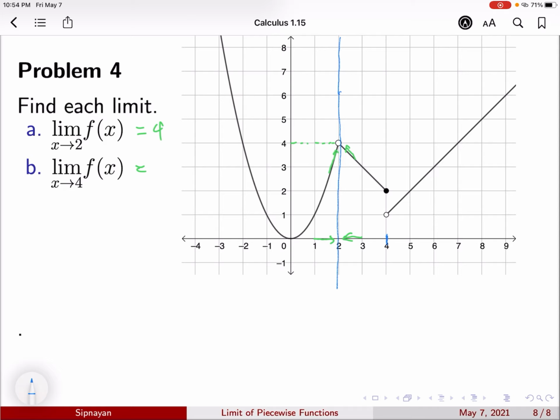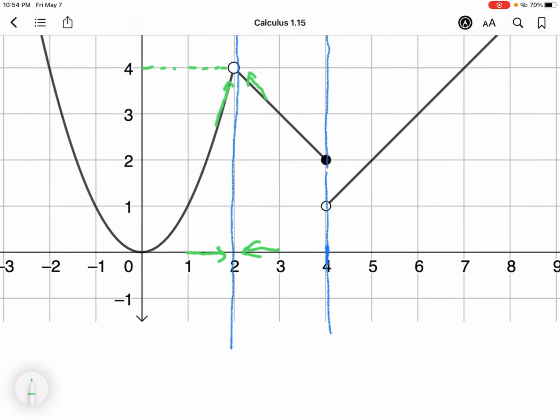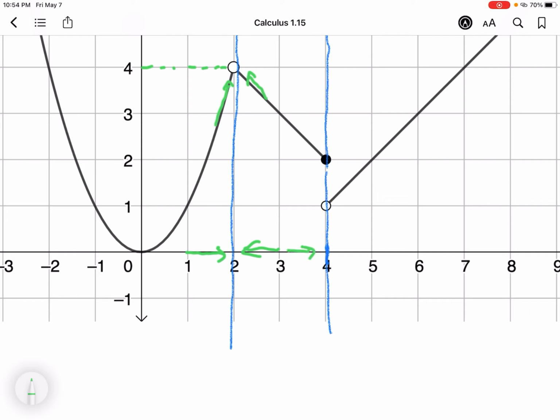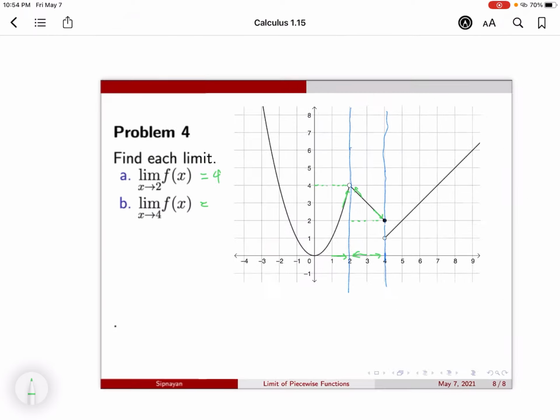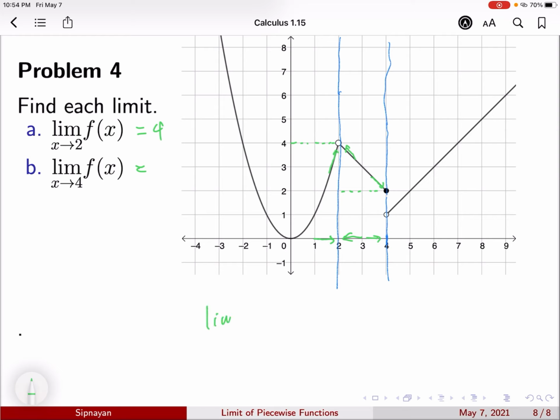Ito yun, di ba? So, itong line na to actually ang ina-approach niya. So, as x approaches 4 from the left, anong ina-approach siya na value, na y value? Di ba ito? So, ang limit, the limit of f of x as x approaches 4 from the left is equal to 2.